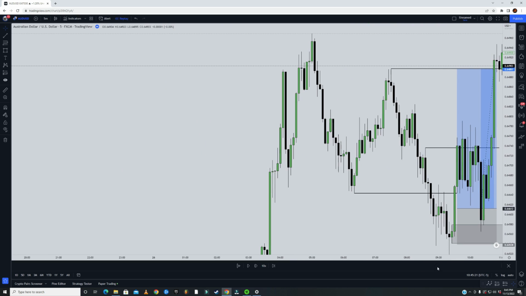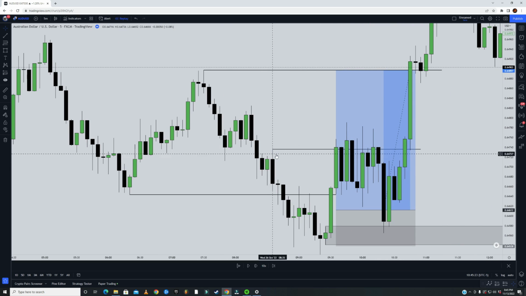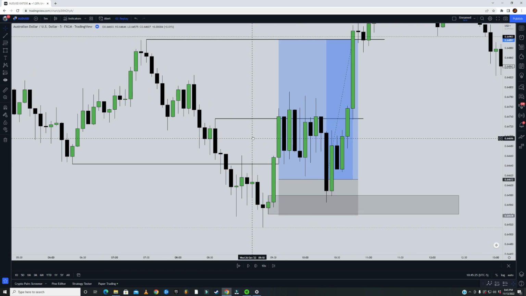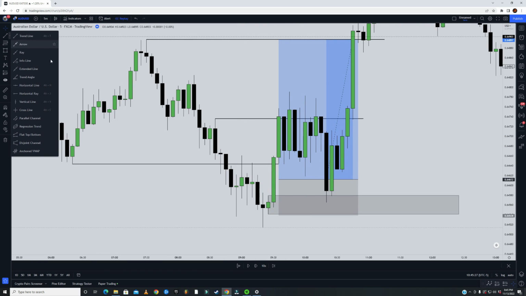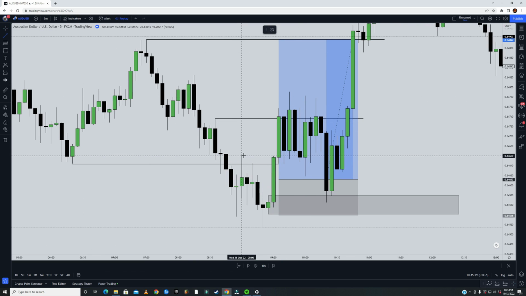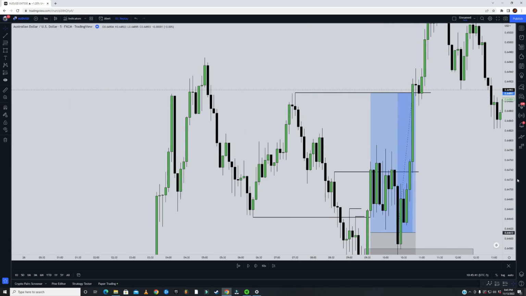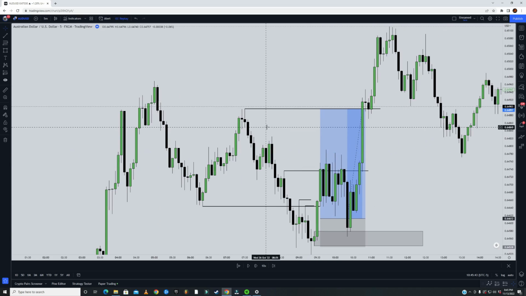You can see that we waited for the change of character inside the range, okay? So let me draw this out. This structure doesn't matter. This structure doesn't matter, okay? Only this structure matters because it is above the range line. So I'm gonna give you guys one more example, and I'm gonna end the video.